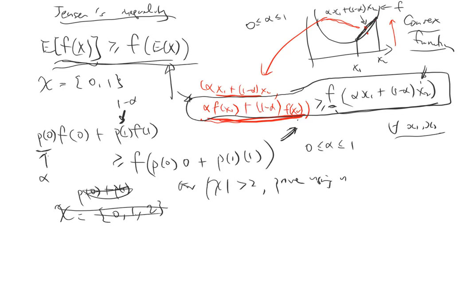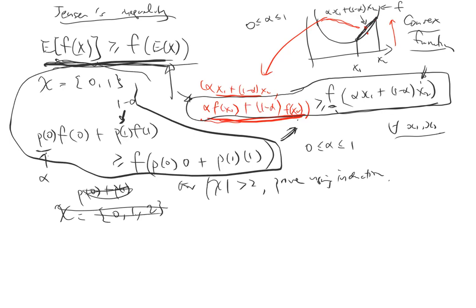But of course, this is only for the discrete case. For the continuous case, it's also true, and the proof would be more technical. But anyway, if you remember this simple case, you should be able to remember this inequality: the expectation of f(X), whenever f is convex, will always be bigger than or equal to f of the expectation of X.